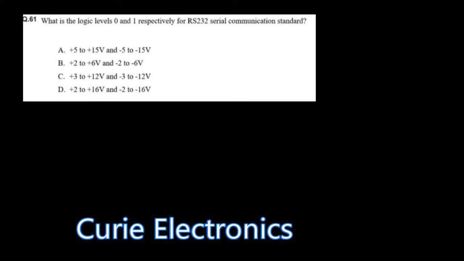Question number 61. What is the logic level 0 and 1 respectively for RS-232 serial communication? So RS-232 is a serial communication protocol, and in that 0 is from plus 5 to plus 15 volt and 1 is from minus 5 to minus 15 volt.